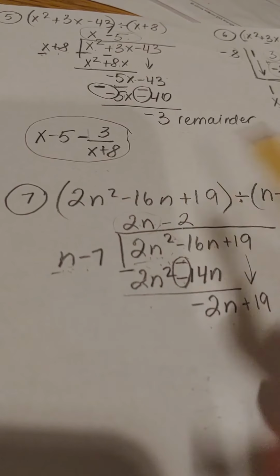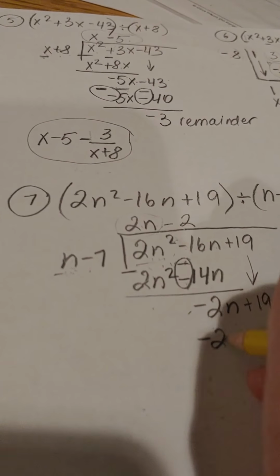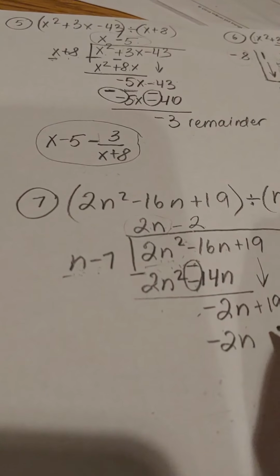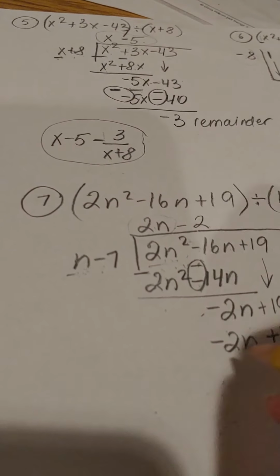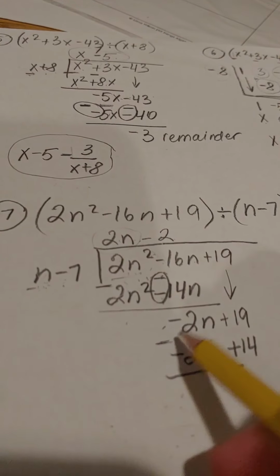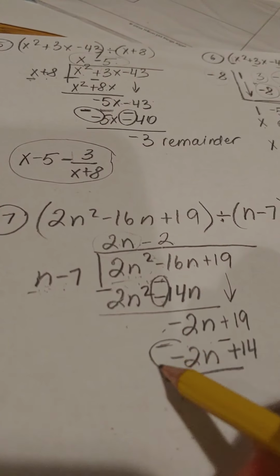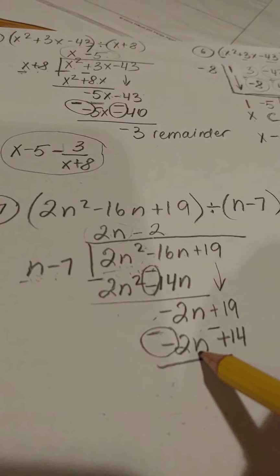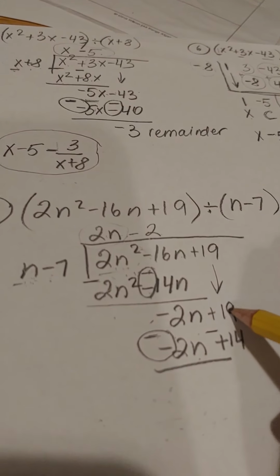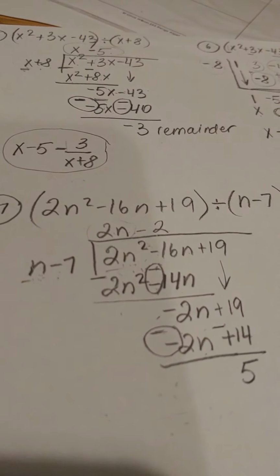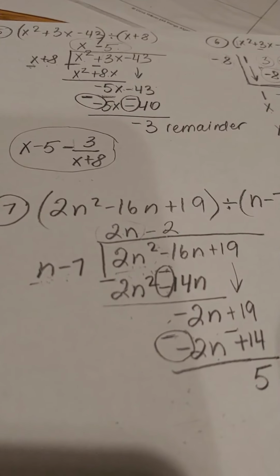Negative 2 times n is negative 2n. Negative 7 times negative 2 is positive 14. It's a long division. We are subtracting. Two negatives give me positive. Negative 2n plus 2n is 0. 19 minus 14 is 5. So this is my remainder.